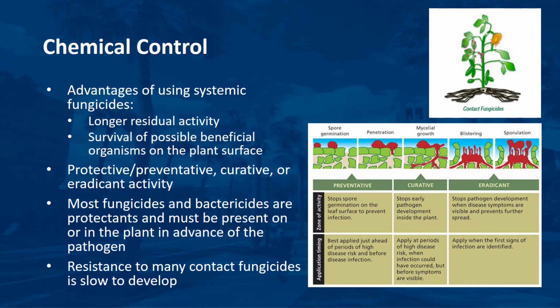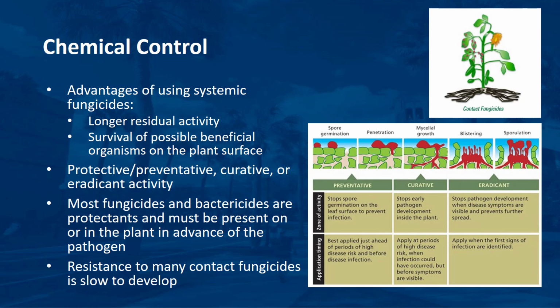Fungicides may have protective or preventative, curative, or eradicant activity. Most fungicides and bactericides are protectants and must be present on or in the plant in advance of the pathogen in order to prevent infection. These chemicals may be applied when environmental conditions are conducive to a disease outbreak. Products with curative activity may be applied after infection but prior to severe disease symptoms. Some chemicals have both protective and curative activity that may depend on the rate of application.